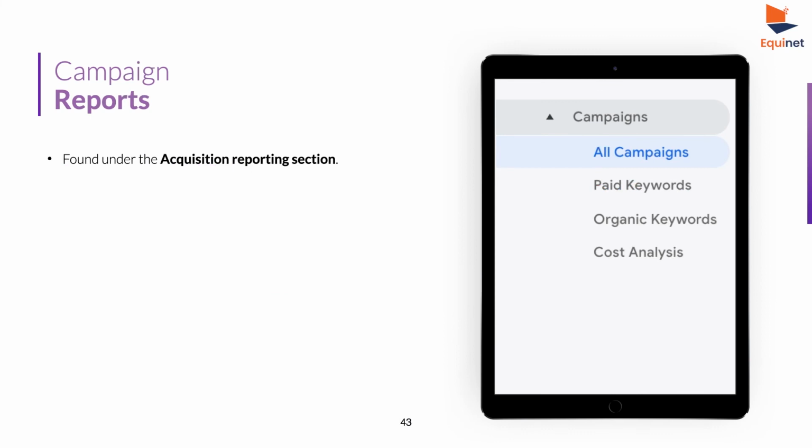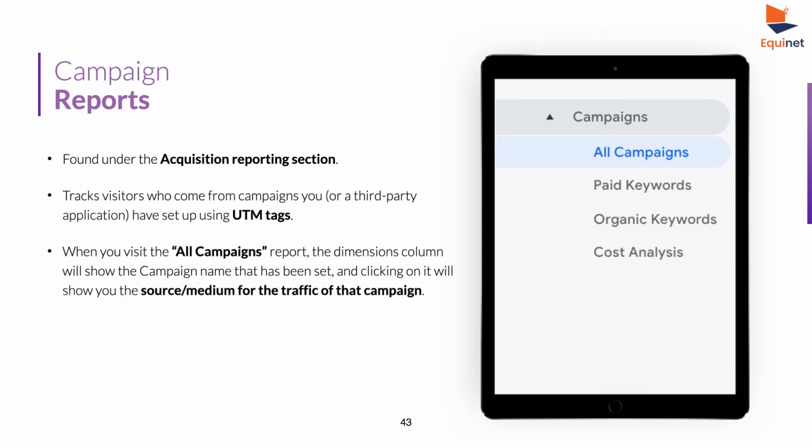You can find the campaign reports under the acquisition reporting section when you visit the All Campaigns report. The dimension column shows the campaign name that you set, and clicking on it will show you the different traffic sources and mediums for that campaign. You can also add a secondary dimension of ad content to segment by specific ad promotions that you've tagged.